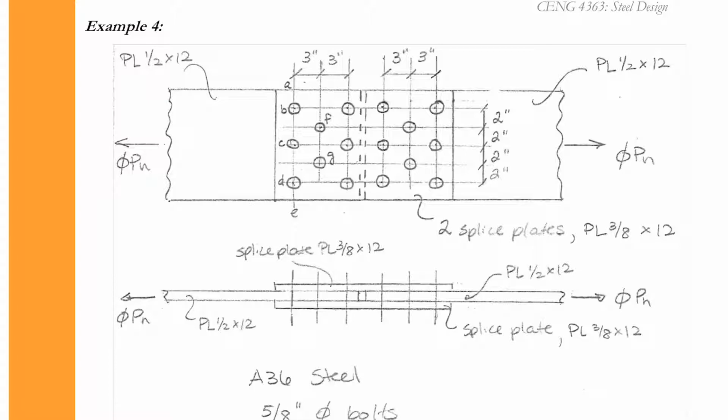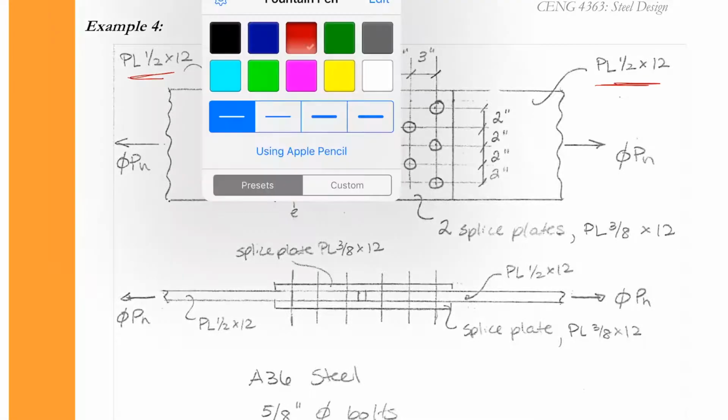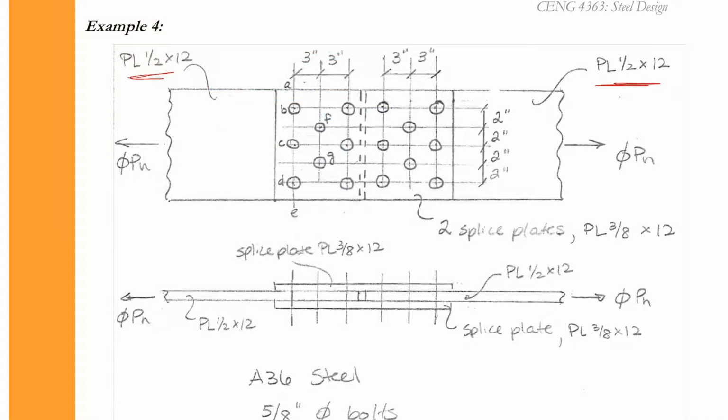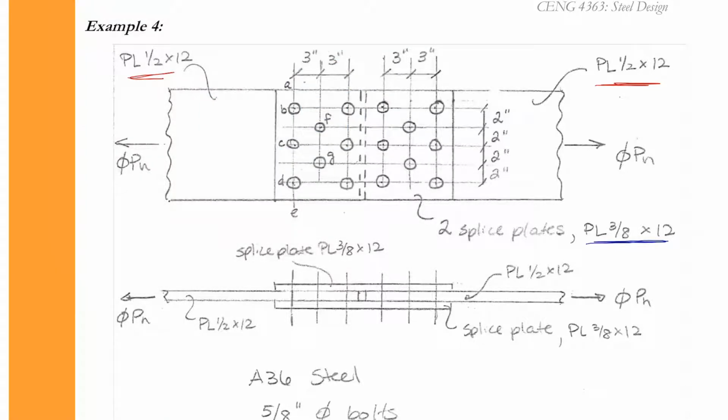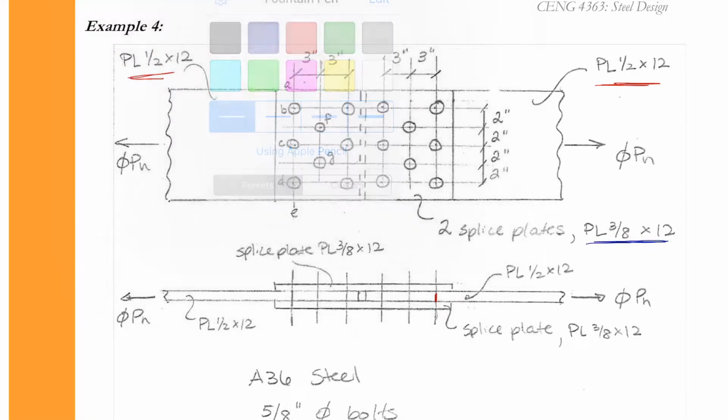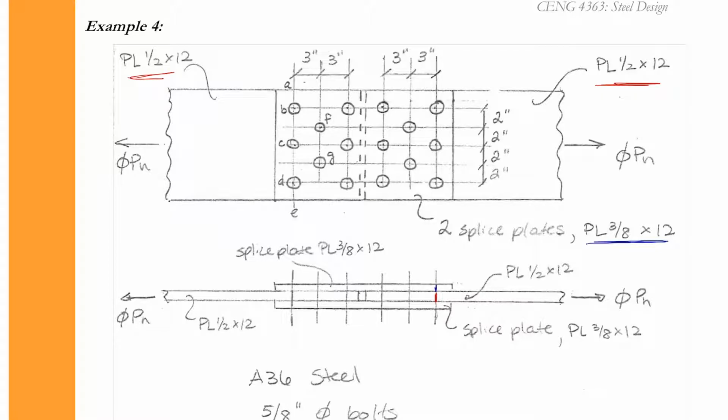Alright, so in this particular example we have two 1/2 by 12 inch plate members, and they are connected to one another via a splice plate. Two splice plates that are 3/8 inch by 12 inches. If we look at this, we have the 1/2 by 12 inch member here, and then we have the two splice plates above going here.